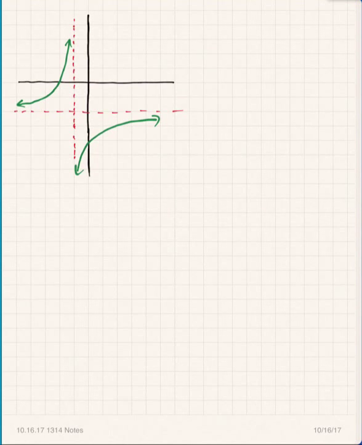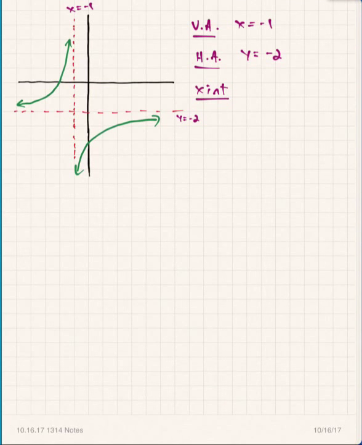Okay, and so the first thing I would ask you for this graph is to tell me what the vertical asymptote or vertical asymptotes were. In this case, there's a vertical line here at x equals -1. That's our vertical asymptote. The horizontal asymptote is a horizontal line here at y equals -2. The x-intercept, and there's no reason a rational function has to have an x-intercept, but this one does, is at (-2, 0). And then the y-intercept, where the graph crosses the y-axis, would be at (0, -4).